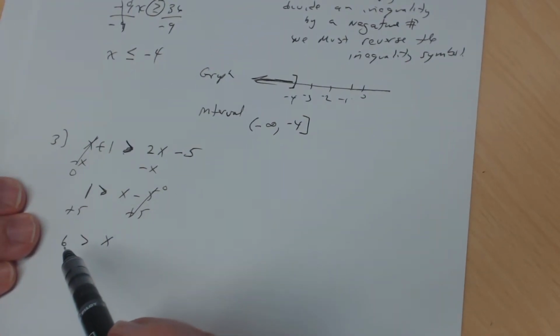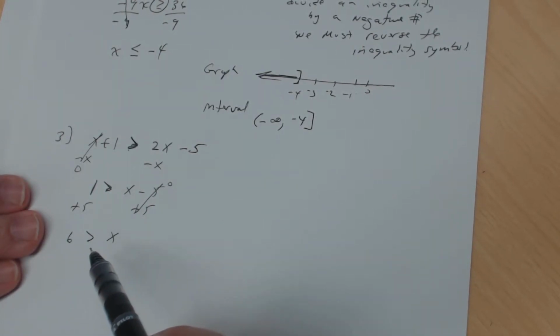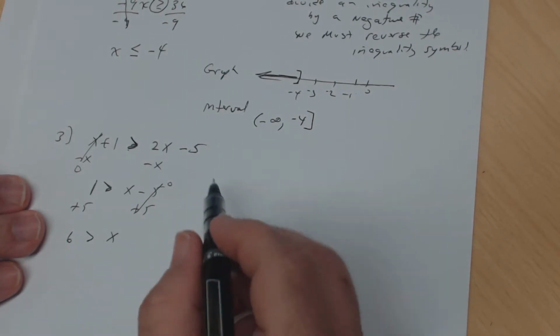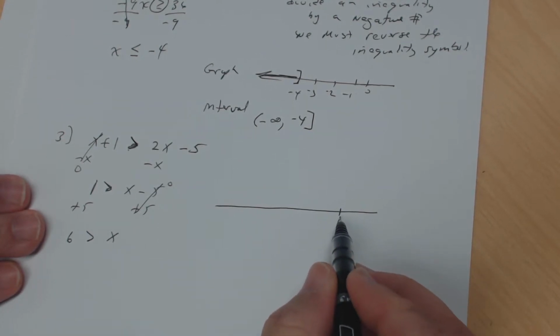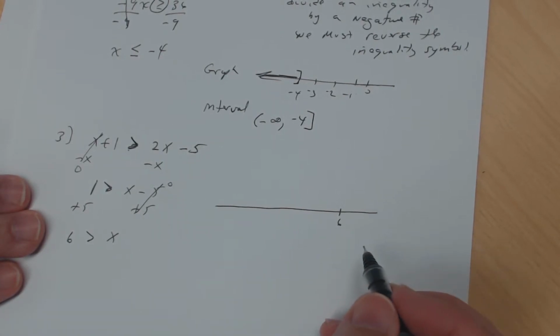But here, be careful. This doesn't say x is greater than 6. This says 6 is greater than x. That's what that says. So 6 is bigger than any of my solutions. All right, so that's what that means. So basically on the graph, if this is 6, then that means that 6 is the largest that I can use. I can't go anywhere beyond 6.